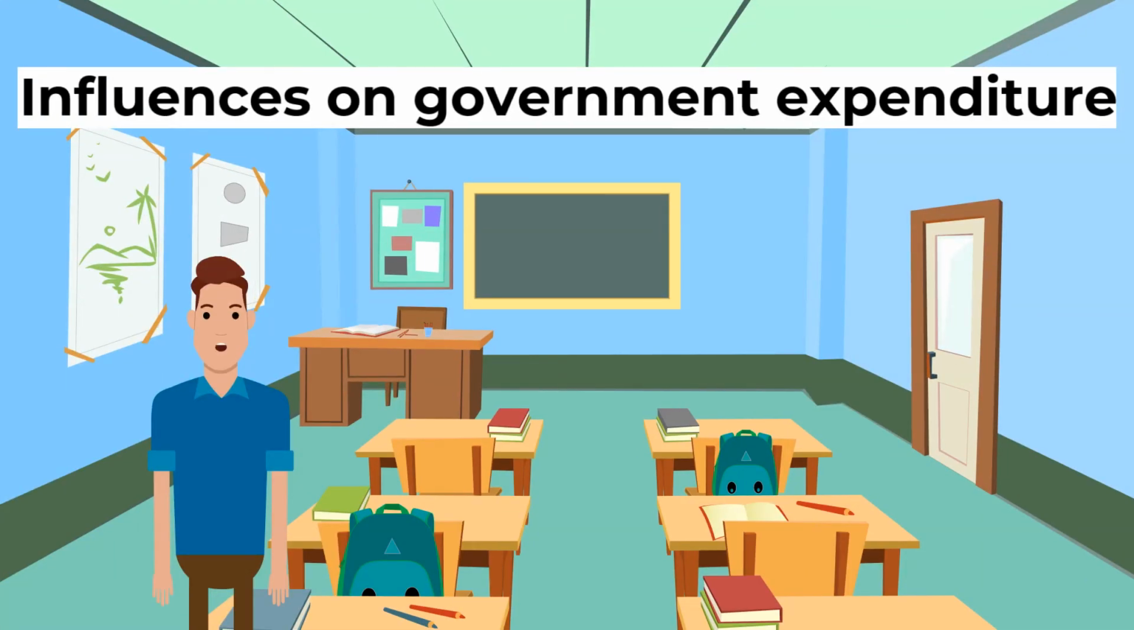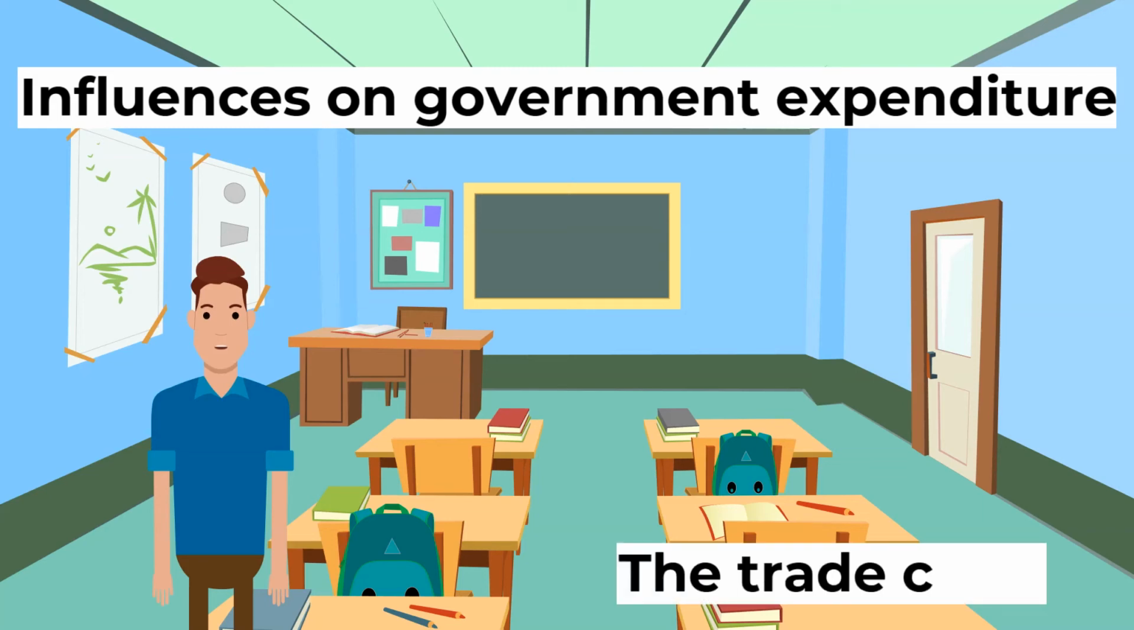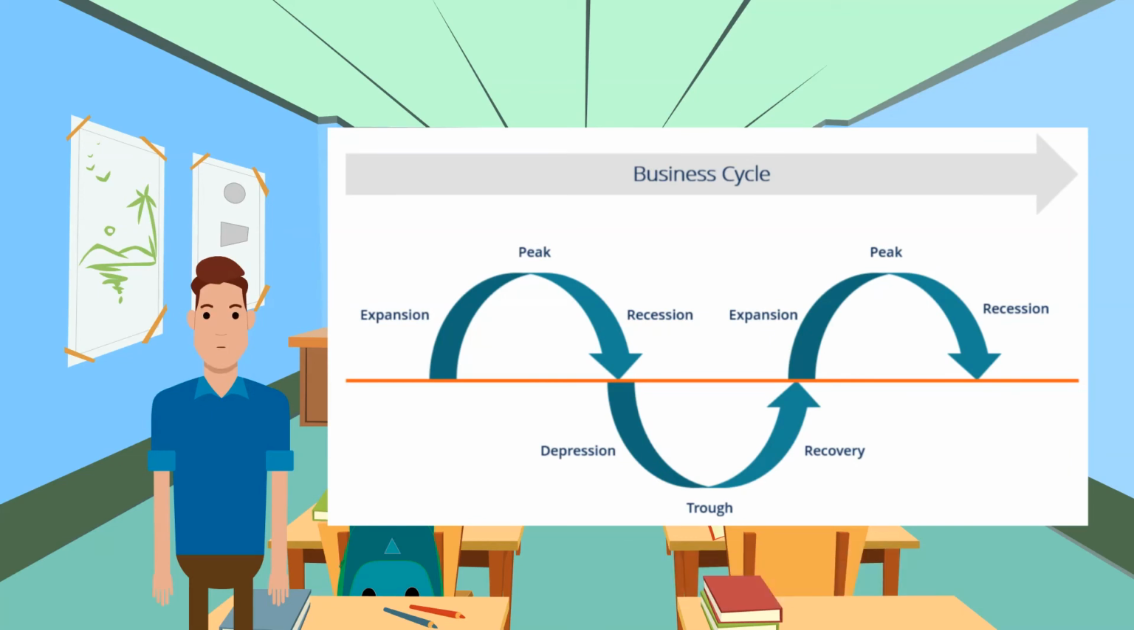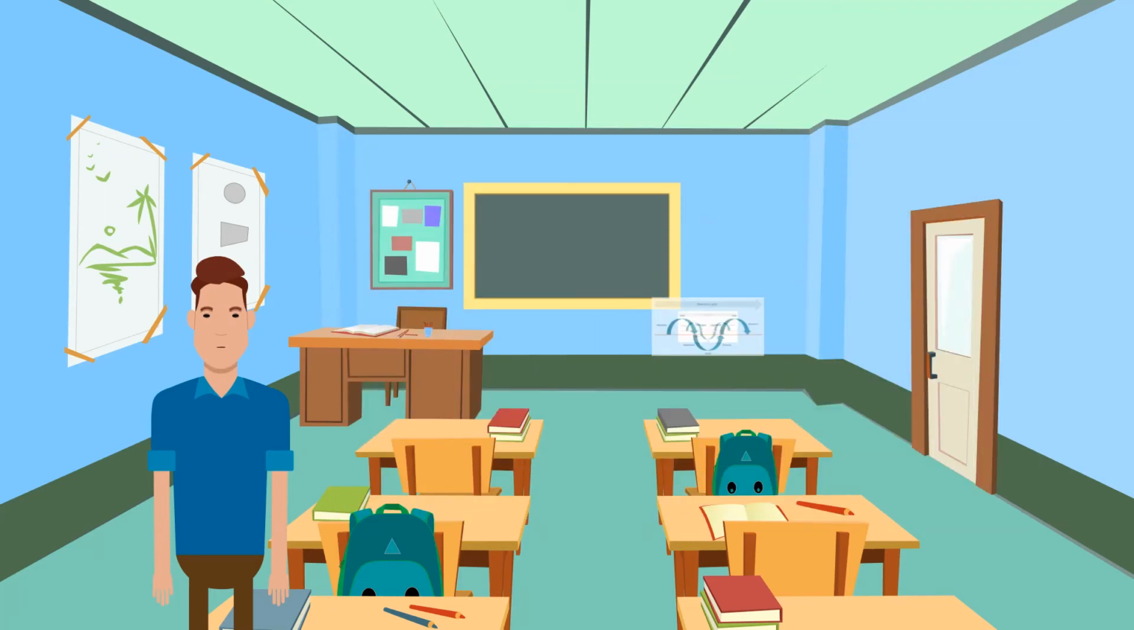So, what are the influences on government expenditure? 1. The trade cycle. Decisions over government expenditure may be made in order to manage AD, and therefore regulate the trade cycle. In a recession, the government may increase spending in order to increase demand to reduce unemployment. Government spending also automatically rises during a recession as they have to spend more on unemployment benefits. During booms, the government may decrease spending to decrease demand and reduce inflation.